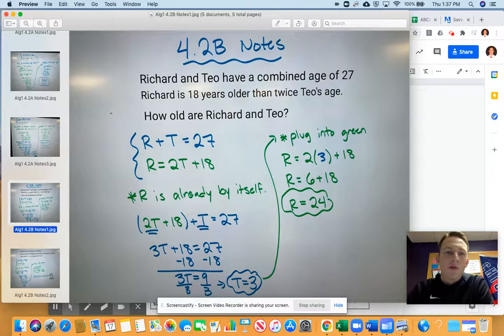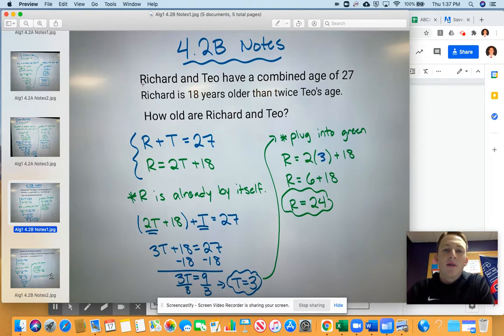All right, Algebra 1, we are going to finish up 4.2. This is substitution, but we have some word problems. So some of the homework problems might have been a little tougher because they weren't just numbers. We had to create our own systems of equations. So here we have a word problem.